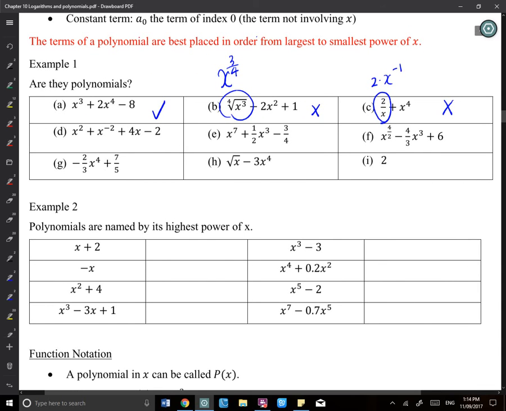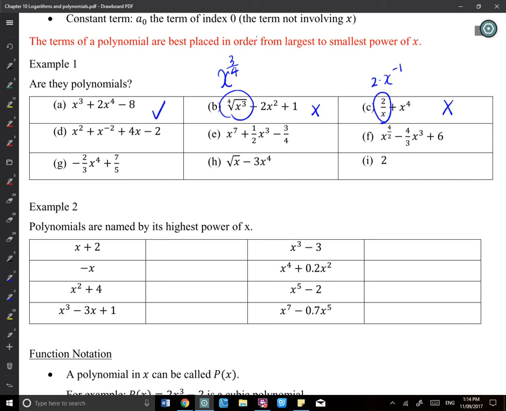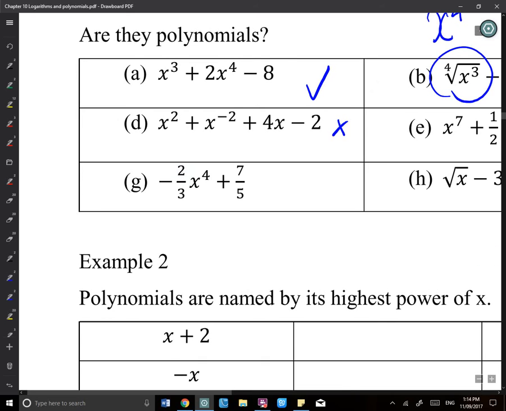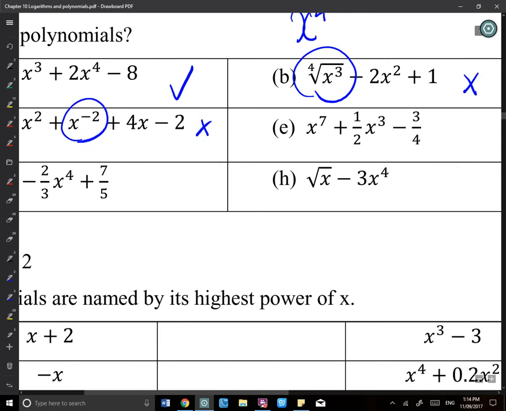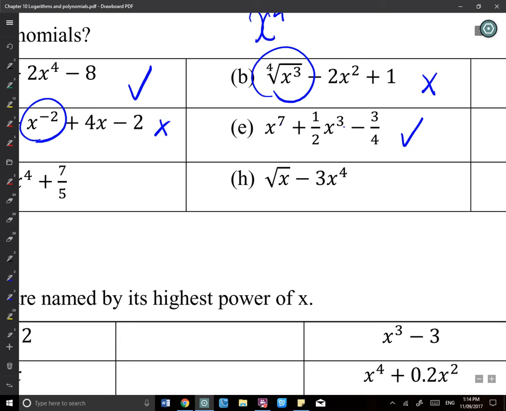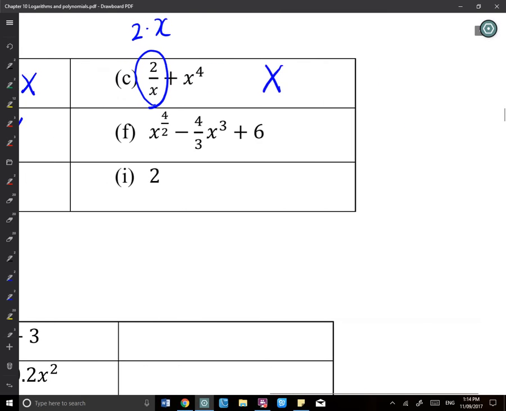D, yes or no? No. Which one is not? X to the power of negative 2. Okay, that's wrong. Okay, E. Yes. X to the power of 7, x to the power of 3, they're all fine. Non-negative whole number powers. Okay, all good, it satisfies everything.